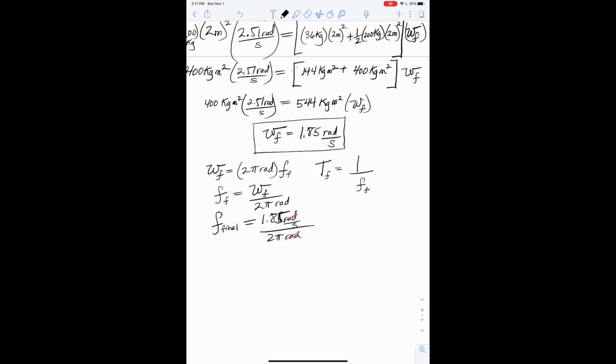Okay. And if we do the math there, I think we get about 0.294 cycles per second, or revolutions per second, or if you just want to write per second and don't even write cycle up above, that's fine. Or you could say 0.294 hertz. I'm going to go ahead and write the 1 underneath. But once again, we wanted the final period. So we're almost done here.